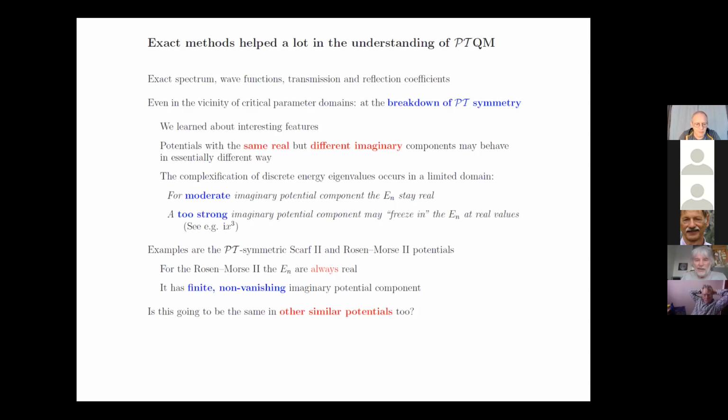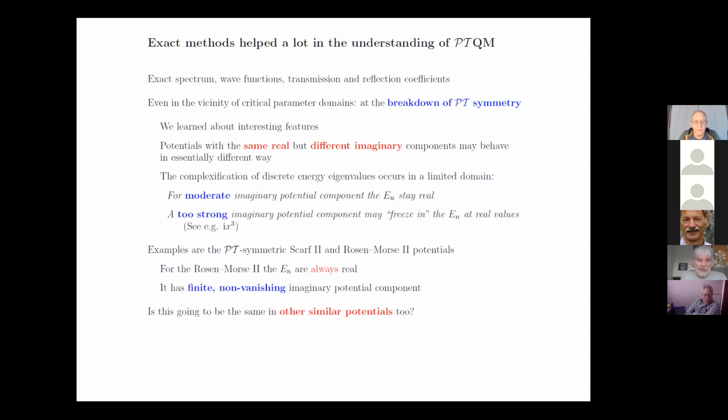I present briefly the Scarf II and the Rosen-Morse potentials, which have the same real potential component and different imaginary potential component. In the Rosen-Morse II case, the energies are always real. So there are no complex energy solutions. This can be proven analytically.